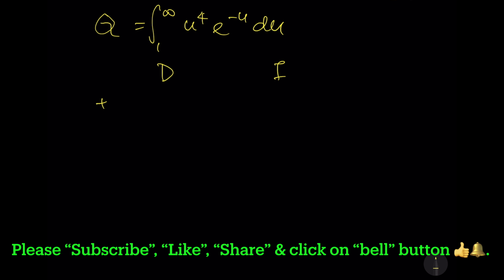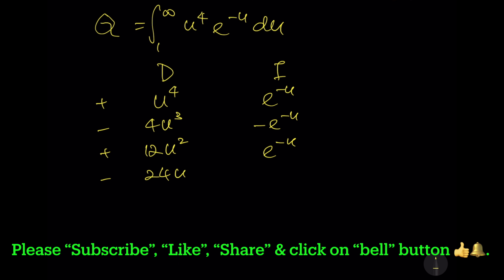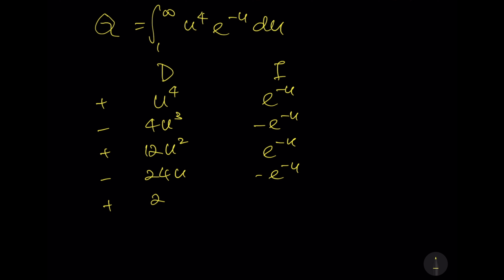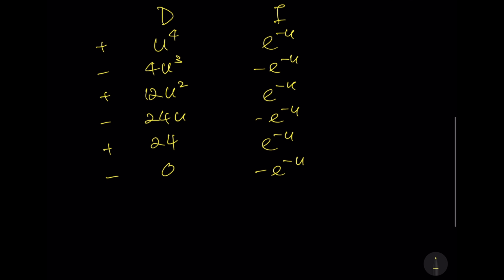First row is positive. We choose u power 4 for differentiate and then e power negative u for integral. Second row is negative. D becomes 4u power 3 while I becomes negative e power negative u. Third row is positive. We obtain 12u squared and then e power negative u. Next row is negative. We obtain 24u and then negative e power negative u. And then the next row is positive, which is 24 and e power negative u. The final row is negative, which is 0 and negative e power negative u. So this table already solved so many rounds of integration by parts.